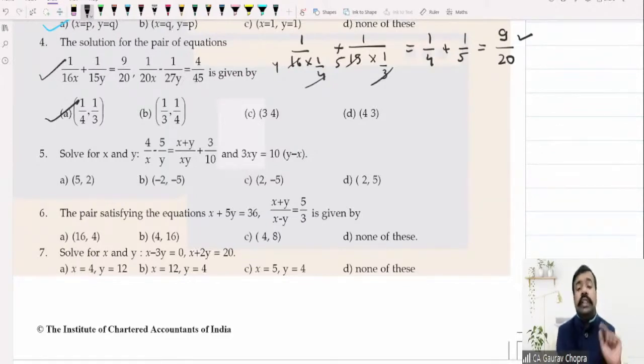So if equation 1 is getting satisfied, there are 99% chances that the second equation will also get satisfied. So we can check with the second equation as well. And after checking, you will find that the second equation is also getting verified. All right.